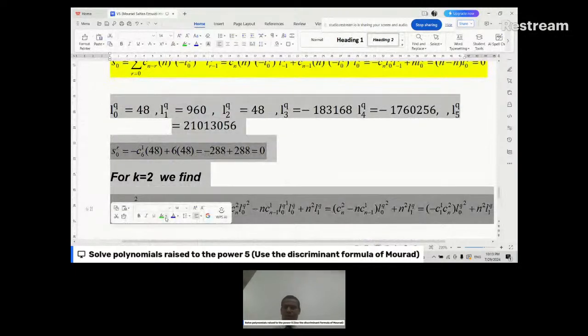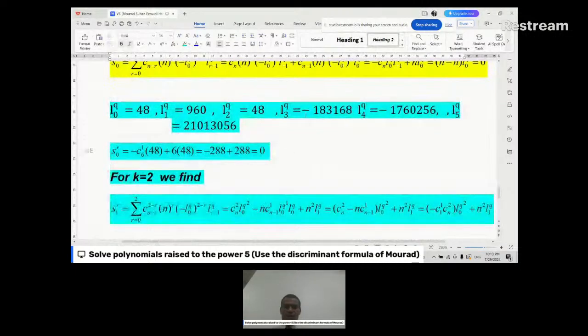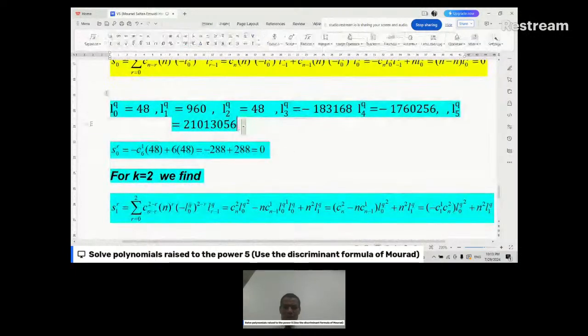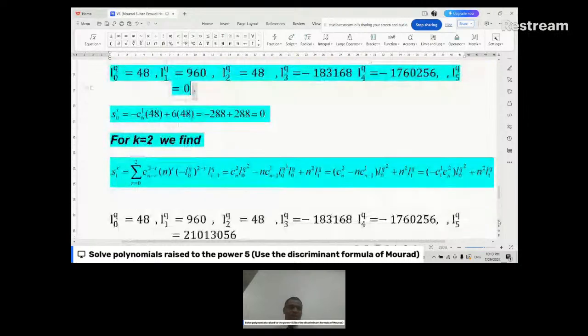I'll change color here. I just want you to focus on this on second level. Okay, this is 0 because you extend this polynomial that we started with from the beginning to polynomial to the power 6, meaning the last term, the last coefficient is 0. So this one by calculation, learners, it's clear that 0 is equal to 0. Okay, we proceed to continue.